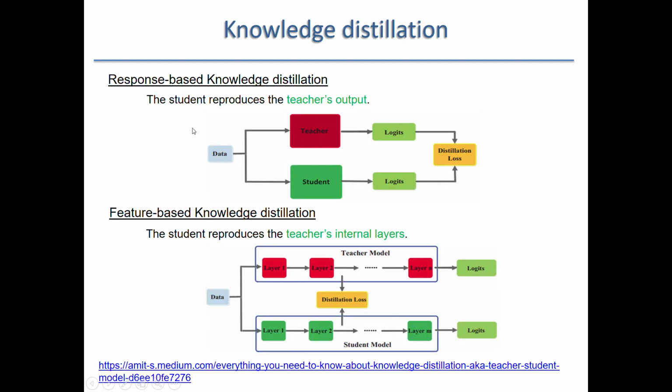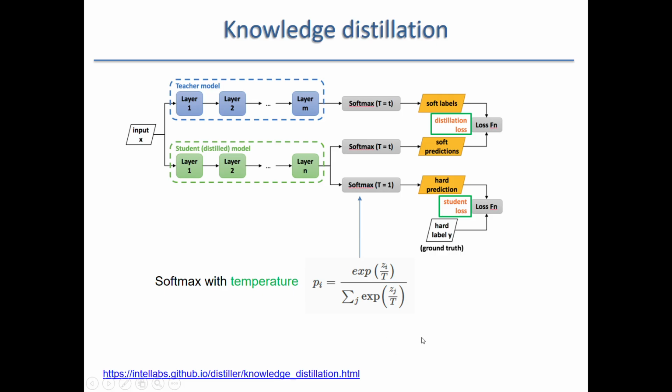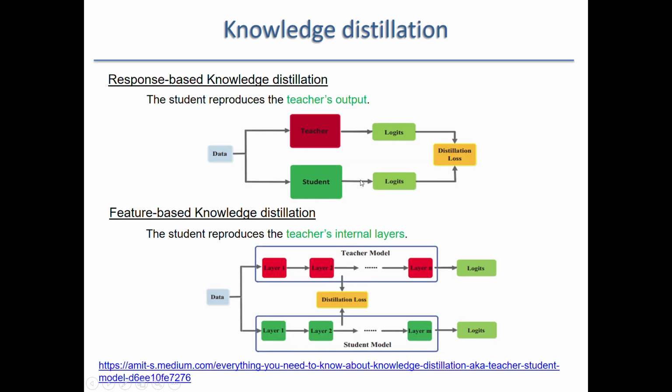Another way to make this knowledge transfer is what is called response-based knowledge distillation. The student tries just to reproduce the teacher's output. So we have just one distillation loss, and this can be done at the output, at the level of logits, as we saw here. The logits are these softmax predictions, or it can be at the level of layers. This is feature-based knowledge distillation. The student tries to reproduce the teacher's internal layers.